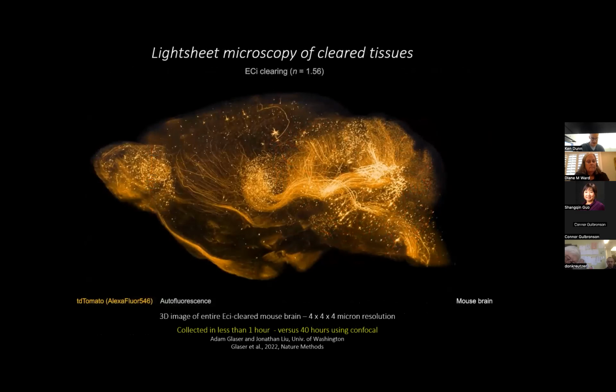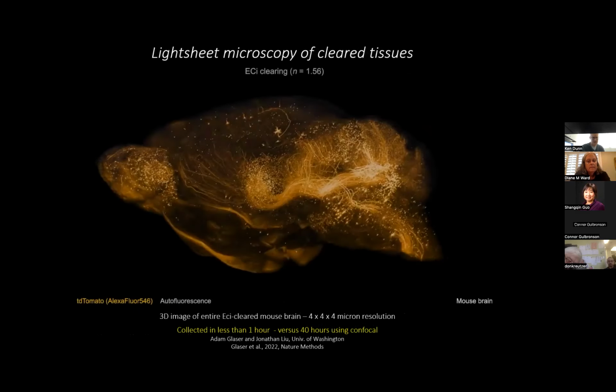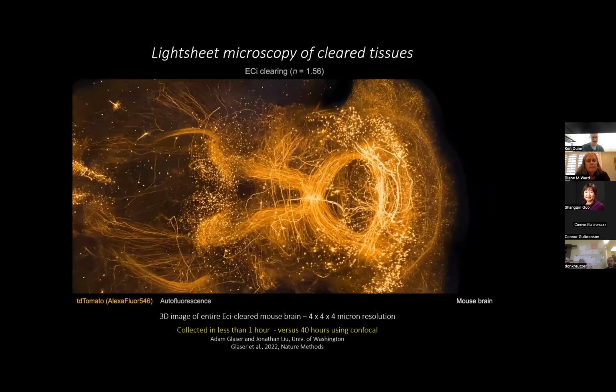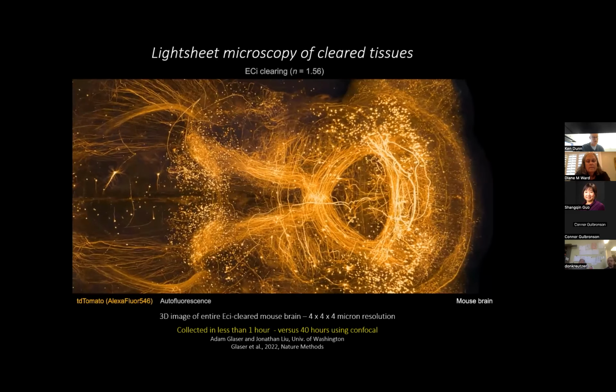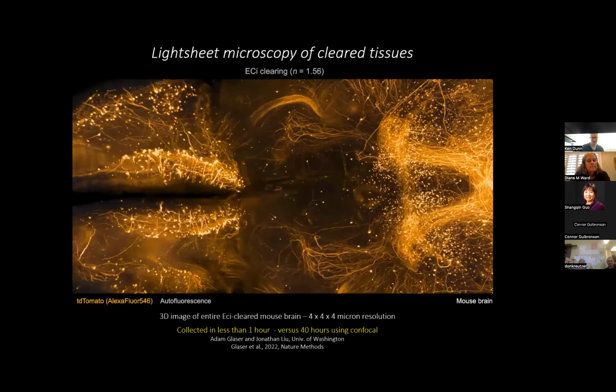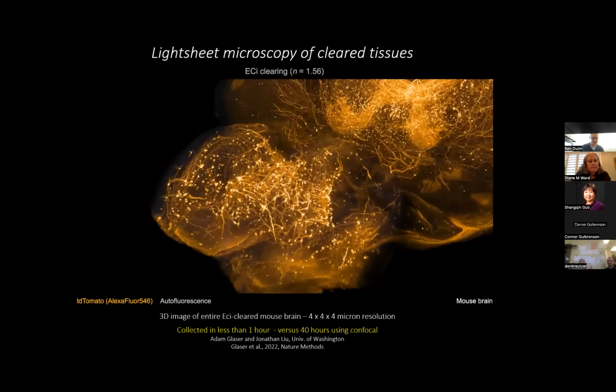This is an example of brain, and I don't know if anybody here cares about brain, but it's a gorgeous volume. And I want to point out this was collected in less than an hour. To collect an image at 4 by 4 by 4 micron resolution of the entire mouse brain would have taken 40 hours by confocal microscopy. This is an animal expressing tdTomato 5.1, I think, which is a neural marker. The other thing that's interesting about this is that Adam Glazer, who works in John Liu's lab, is incredibly skilled with Imaris and visualizations, techniques which are hugely important for visualizing any of this data.